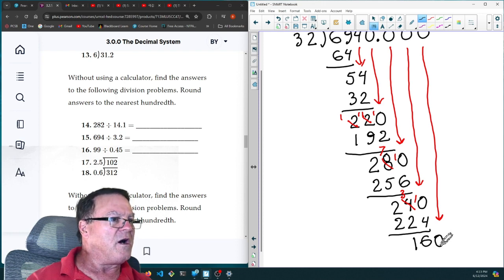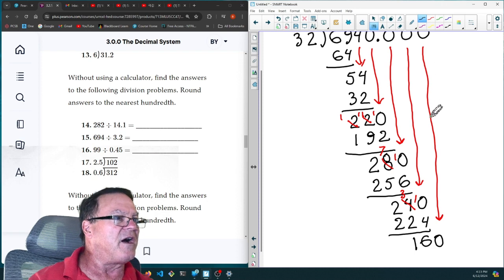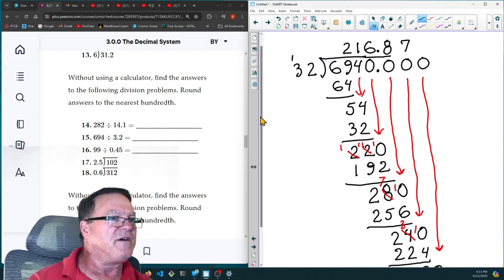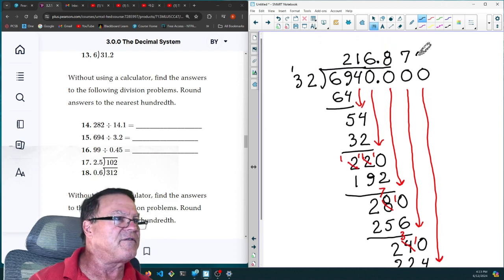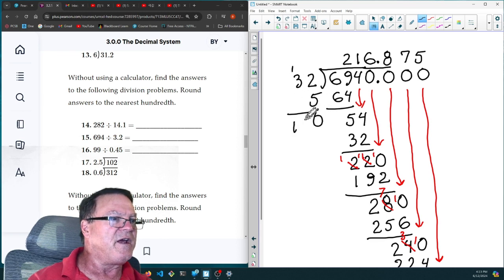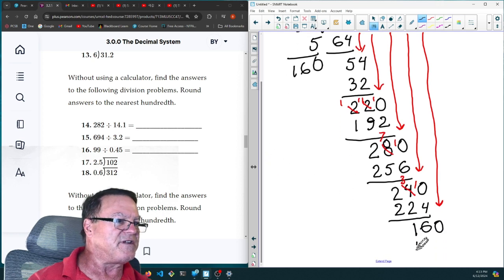I'm going to try 5. Let's see if it works for 5. 5 times 2 equals 10. Carry the 1. 5 times 3 is 15, and 1 is 16. So it's 160. And indeed, that's what we have, 160. So there's a remainder of 0.